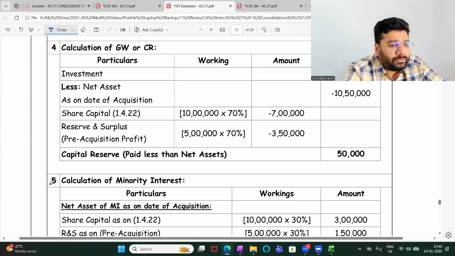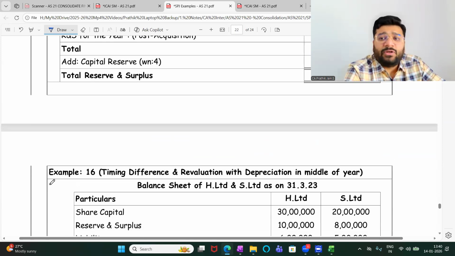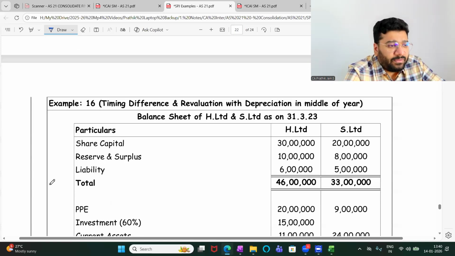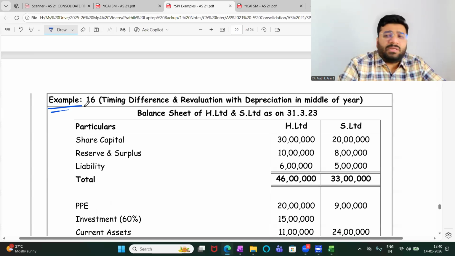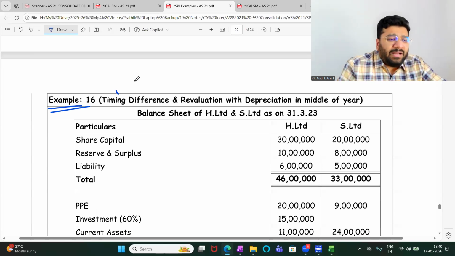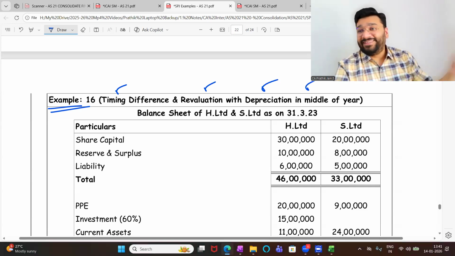I'll give you a break after the next question. After that question, we'll do one more question from the ICA module. We have time left. Example 16. Interesting question, full masala question. Timing difference also is coming. Revaluation also coming. Depreciation also coming. That too in the middle of the year it is coming.